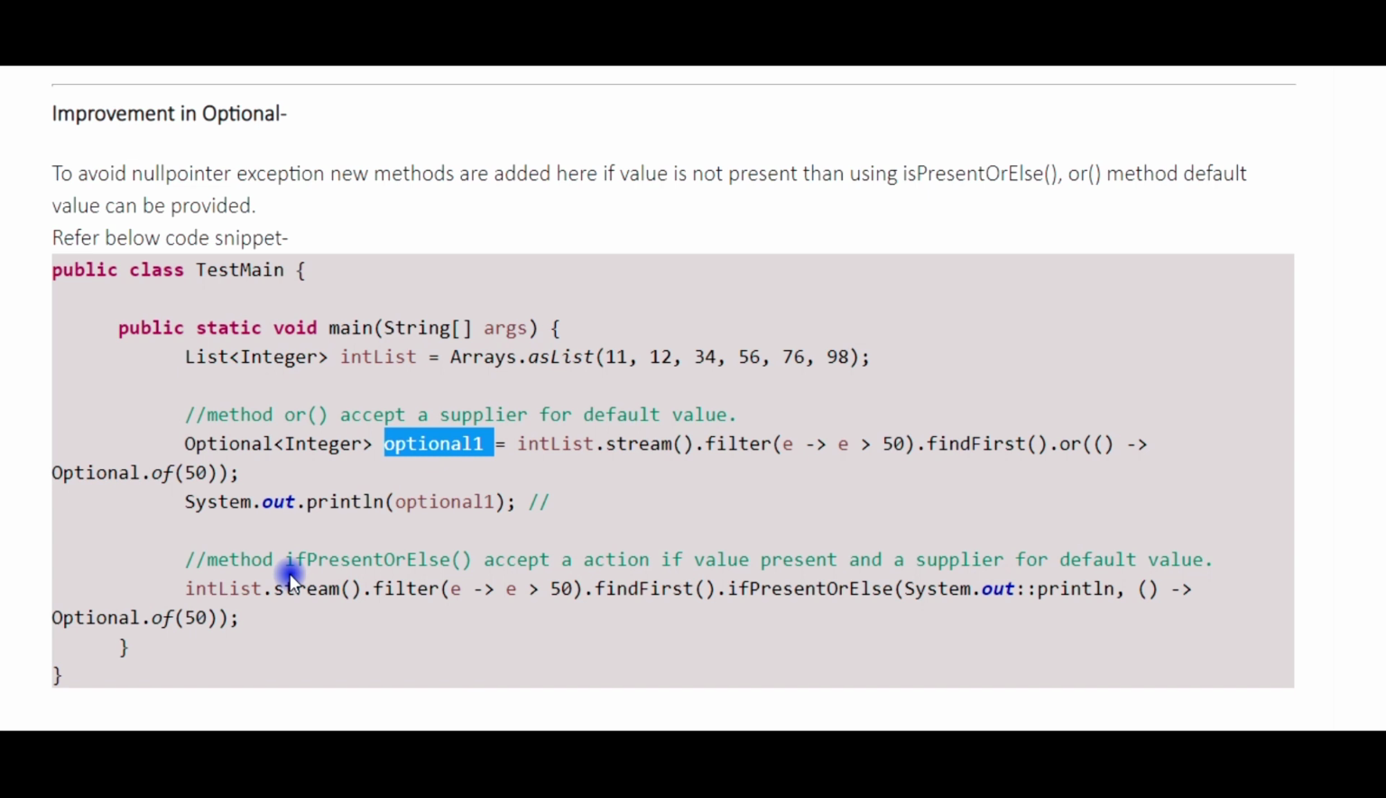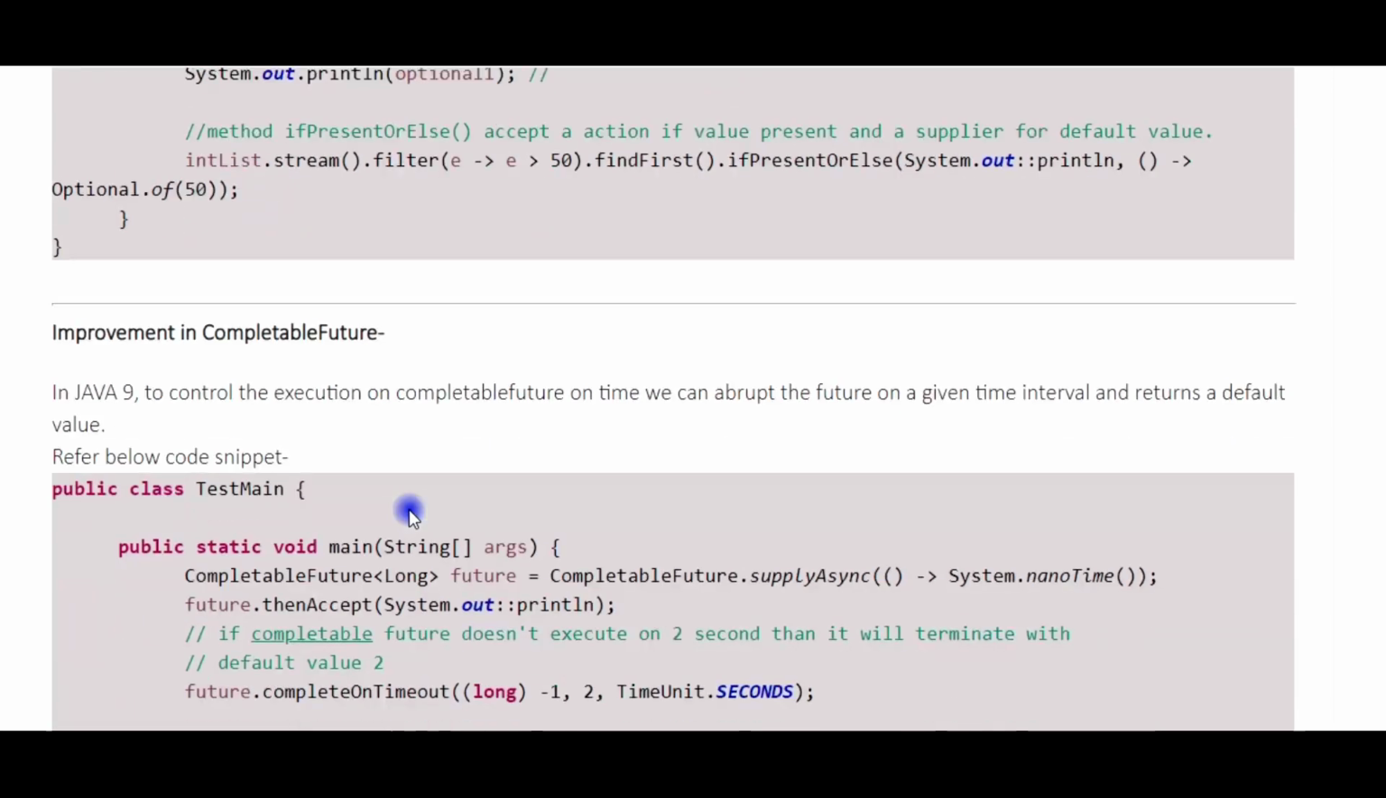And the second method is ifPresentOrElse. So basically stream, then the filtering and the findFirst. If this condition is met and the value is found, we will simply get that value. But if the value is not present, then as the method says, ifPresentOrElse: if present, then return that value, or else simply return the Optional value of 50. So that's how in Optional we get the default value.